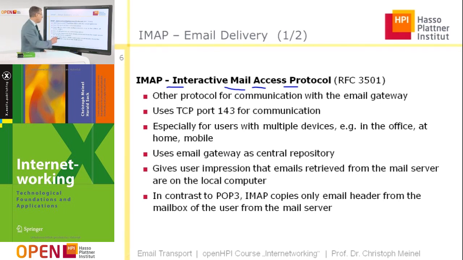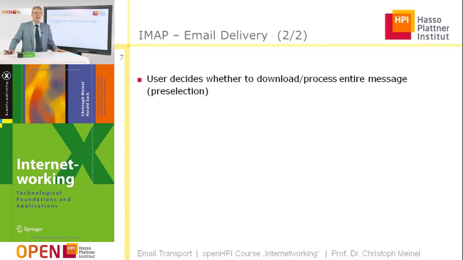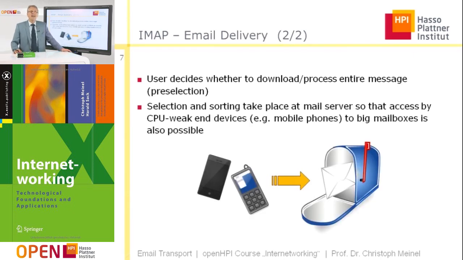So in this way, and this is very important in contrast to POP3, IMAP does not copy the email completely to the local device of the system. IMAP only copies the email header, and in the email header there is the information where the email comes from, who is the sender, and what is the content. So the mail itself stays stored at the email gateway. Now the user is free to decide which of the emails he wants to see and which of the emails he wants to process with the device he is using just at this moment. So pre-selection, which was not possible with POP3, is possible with IMAP. Here the selection and the sorting take place at the mail server side. The mail server is a central repository.